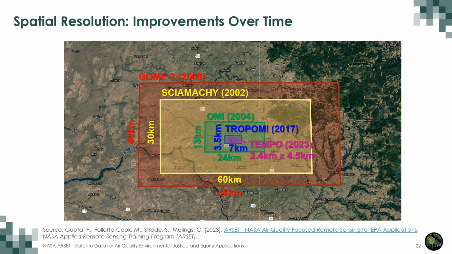The general trend has been for spatial resolution to improve over time. I'm illustrating that using the nadir pixel sizes from some hyperspectral instruments. You can see how over time, as we moved from GOME-2 and SCIAMACHY and OMI instruments in the early 2000s to more recent instruments like TROPOMI and TEMPO, we're getting to finer spatial resolution. The same general trend also holds true for the multispectral instruments, although the changes have been a little bit less dramatic.